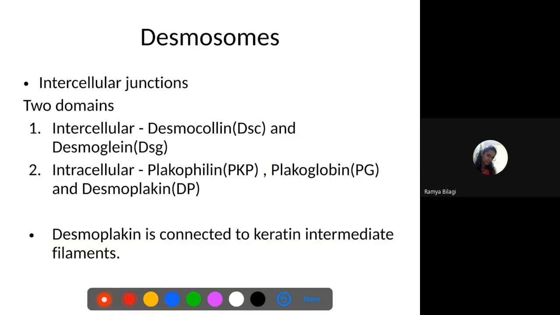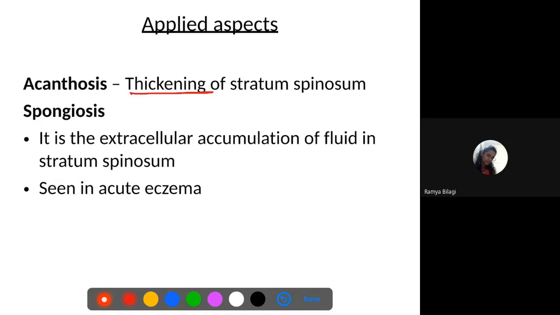Coming to the applied aspect of stratum spinosum. We know that stratum spinosum is 8 to 10 cell layers thick. If it is more than 8 to 10 cell layers thick, then there will be thickening of the stratum spinosum, and this condition is called acanthosis, because the Greek word acanthos means spine, and there is thickening. What is spongiosis?